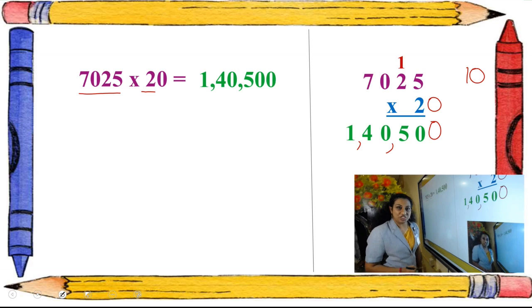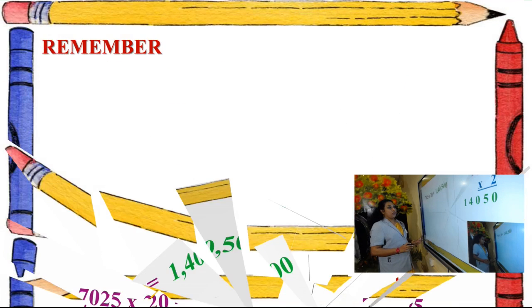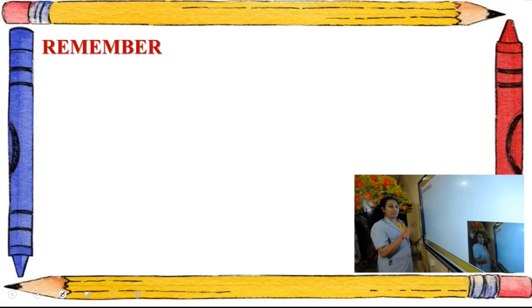1,40,500. All of you understood? Okay, you have to practice these types: multiplication by 10, 100, 1000 and from 20 to 90. Practice it, it will be thorough for you. Okay. So, let us learn the rule. Remember what we have written.